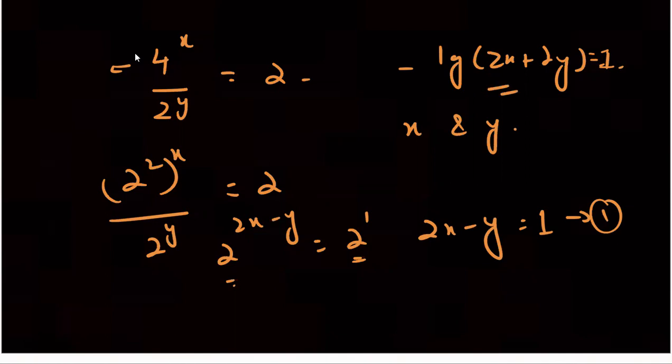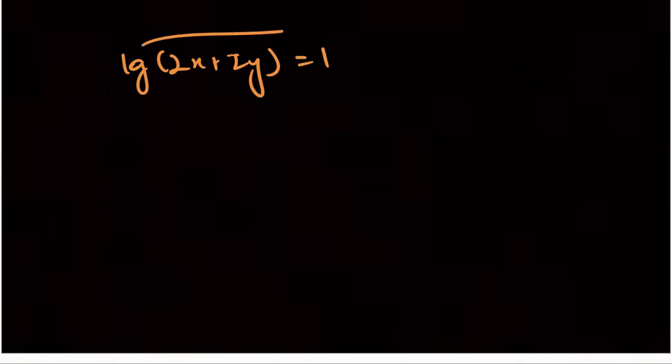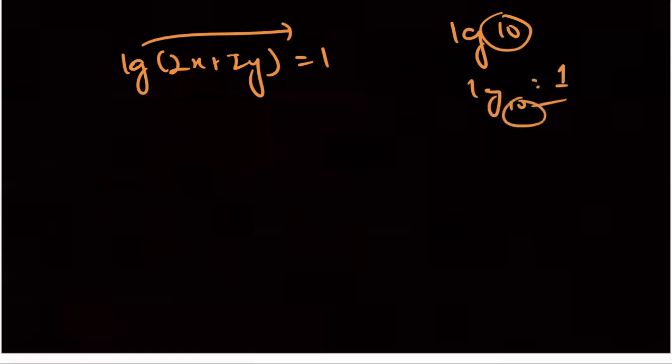Now taking this, log 2x plus 2y is equal to 1. Taking log on the other side, we all know that log has a base of 10, right? So it has a base of 10. For example, if 1 is written over here, a simple rule of log is that the log will be removed and this power's number would become the base.